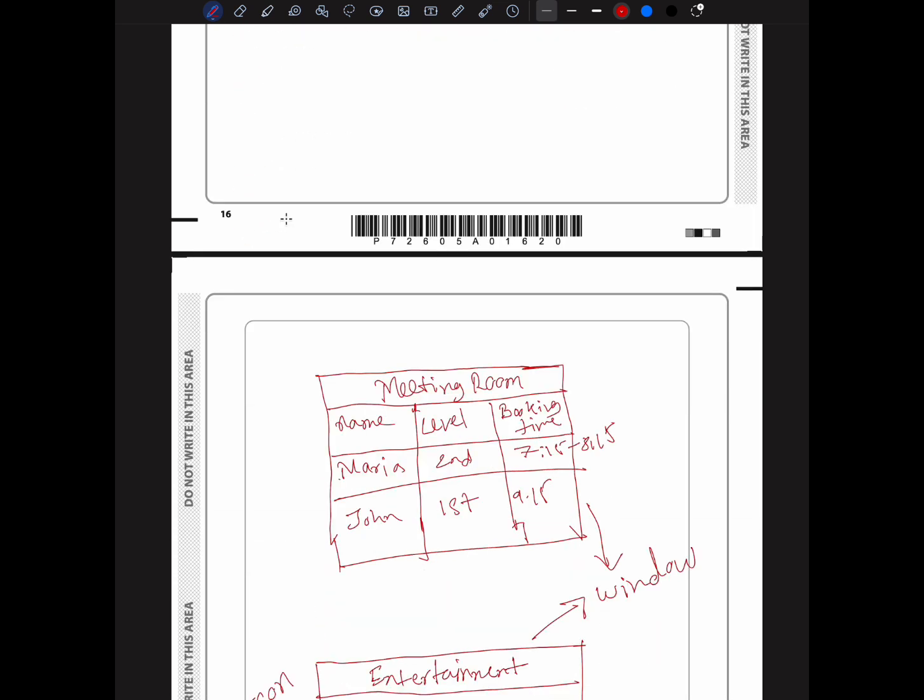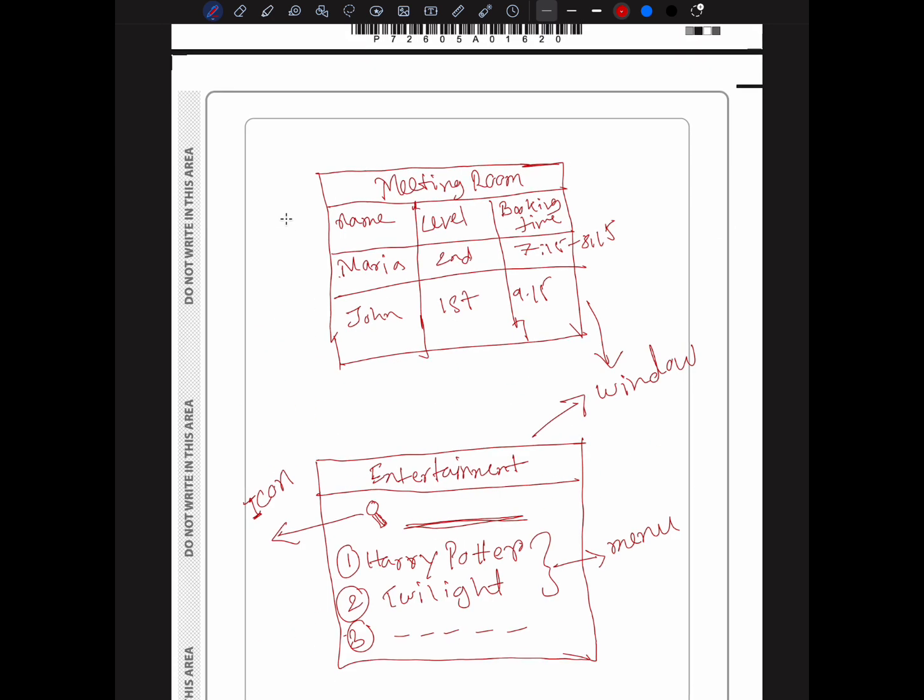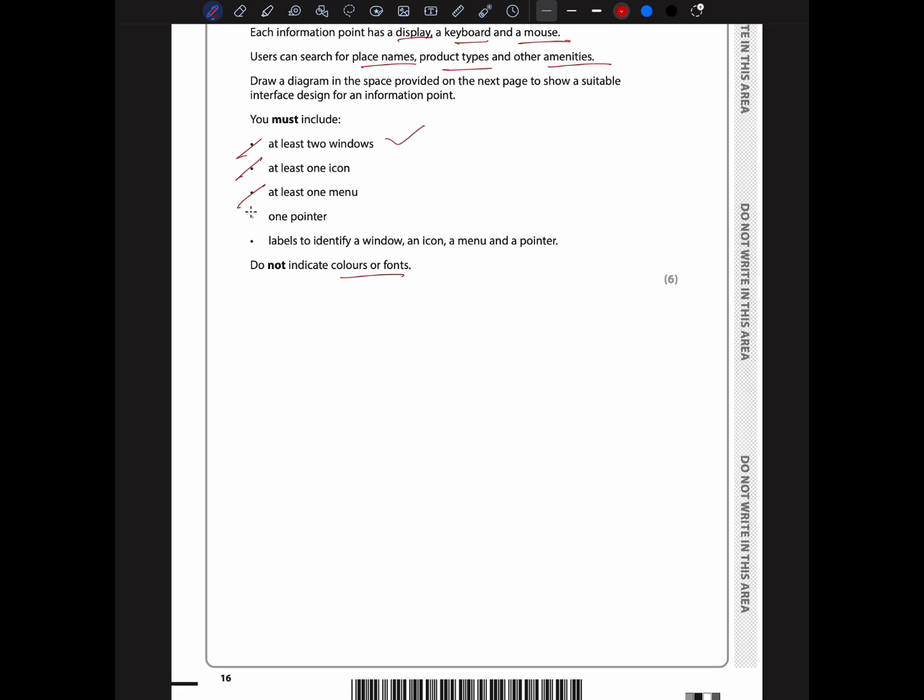So one pointer, maybe we can add the pointer here or here. Anywhere you can add. I can add the pointer here. The symbol for the pointer is mostly like this arrow, right? So this is called a pointer. That means we also added the pointer as well.